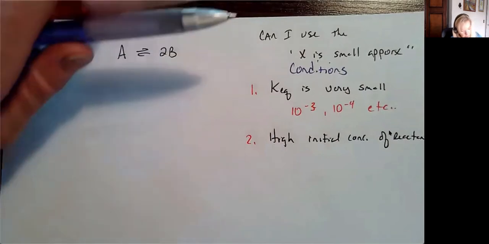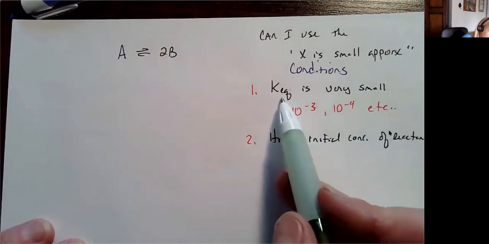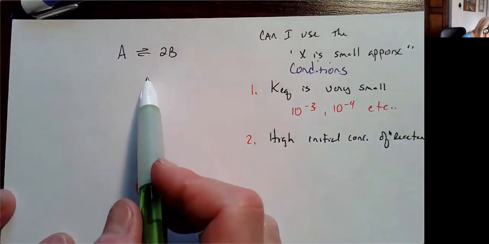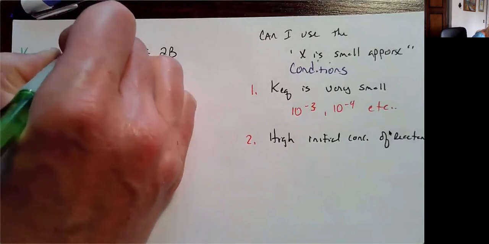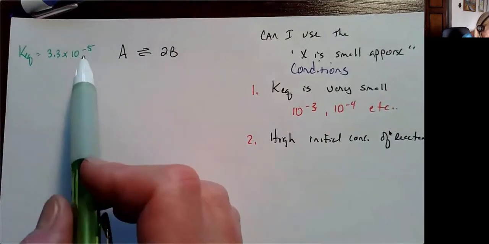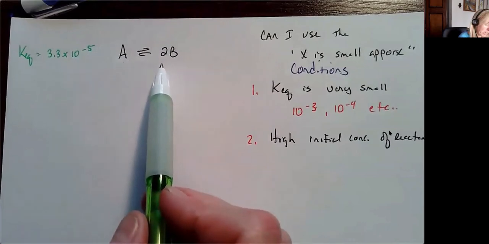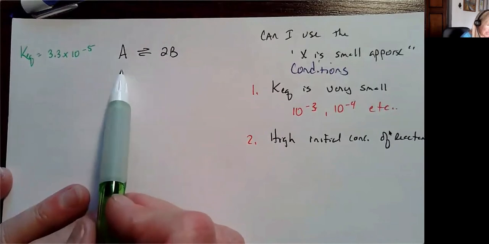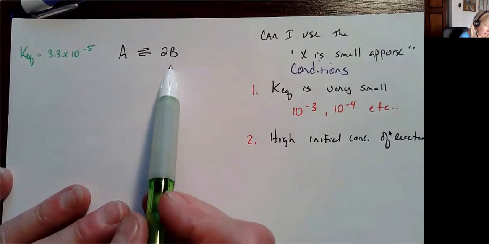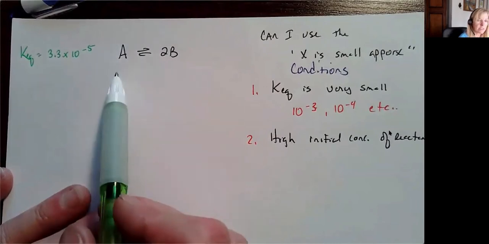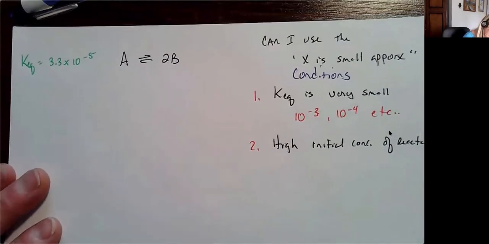And the reason that you can do this X is small approximation with these conditions is that KEQ is really small. So let's say here that my KEQ is 3.3 times 10 to the minus 5th. What this tells me is that this is so small that it appreciably isn't going to change very much. I'm favoring reactants, I'm not favoring products. And so this is not going to produce a whole lot of products. So the majority of what's going to be in the solution at equilibrium is still going to be A. So that's condition number 1.